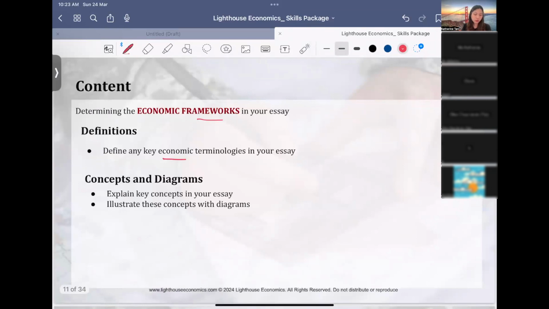So this will tell you what the economic frameworks are. You need to be able to define all of the key economic terminologies in your essay. So for example, let's say price, right?